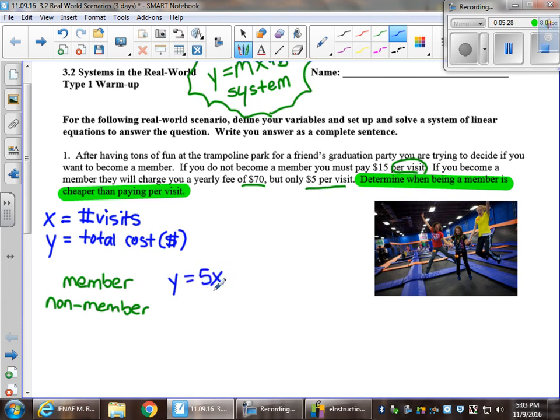$5 per visit. And then I have an initial cost, a yearly fee of $70. So my model for being a member is y equals 5x plus 70.